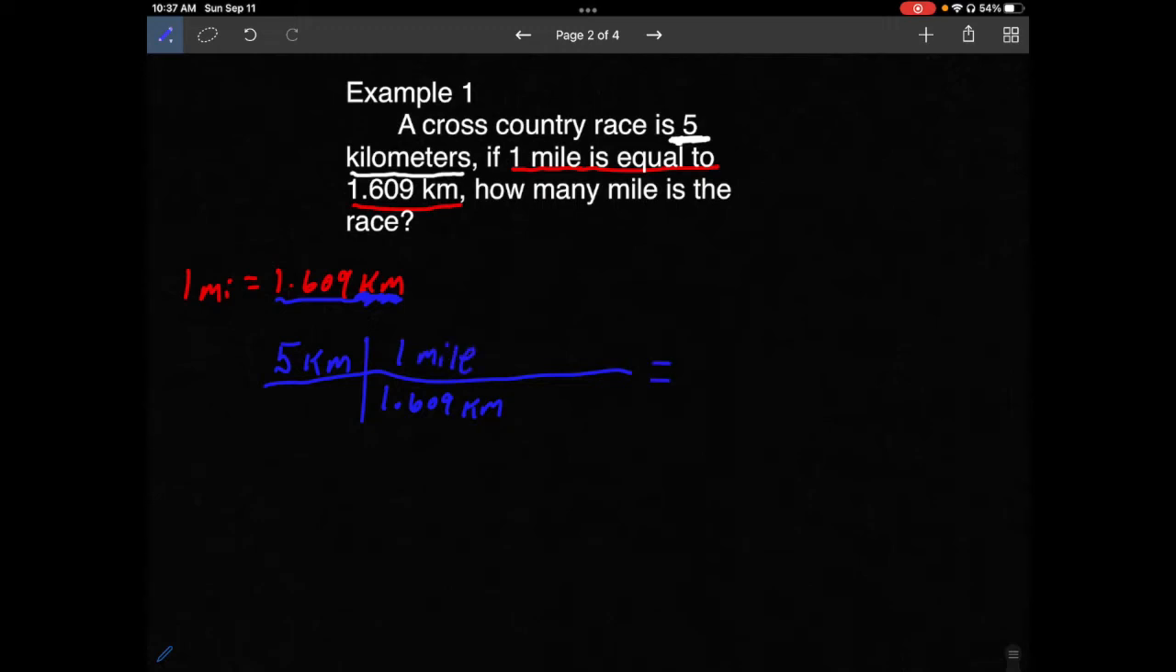So if we do this, get the calculator out here. 5 kilometers times 1 mile divided by 1.609 kilometers is 3.1075202 miles. But if we look at our significant digits, we would not want to use the significant digits in our conversion factor. We would want to use the significant digits from the number we started with. There's only one significant digit in 5 kilometers, so our answer actually ends up being 3 miles. We would round our answer to one significant digit.